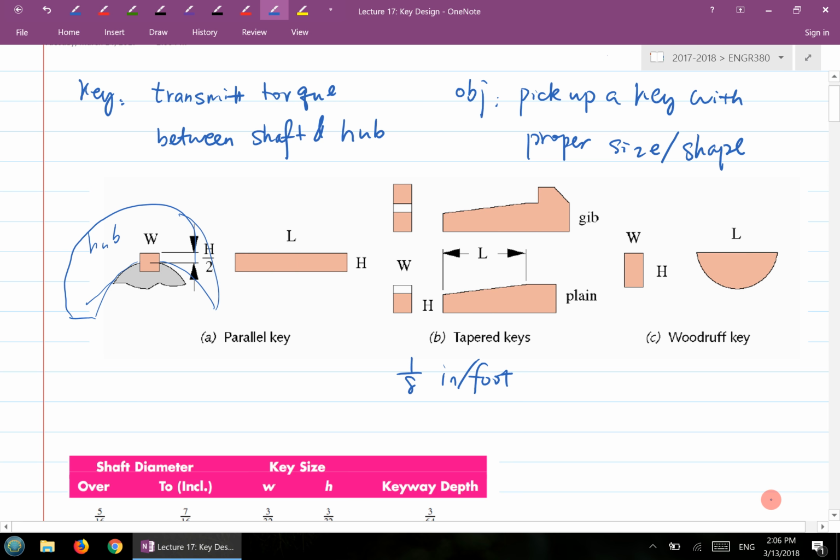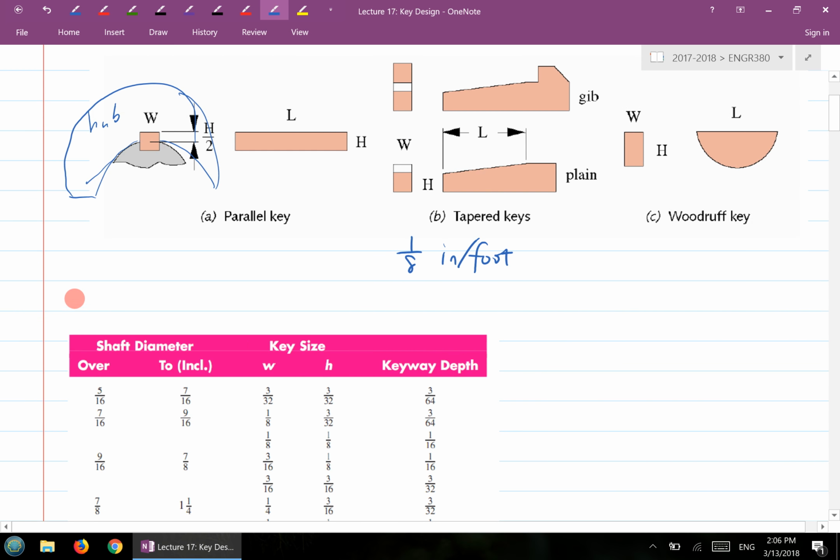Woodruff key, we'll have an example in the tutorial next week. The Woodruff key is very useful. It's usually smaller in size, and it's very useful if you have a smaller shaft. You can use a Woodruff key for torque transmission. So let's look at this parallel key.